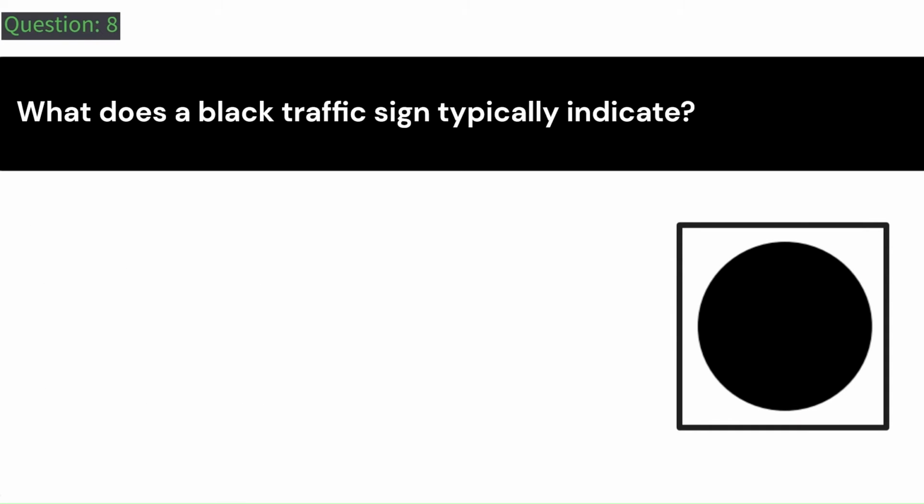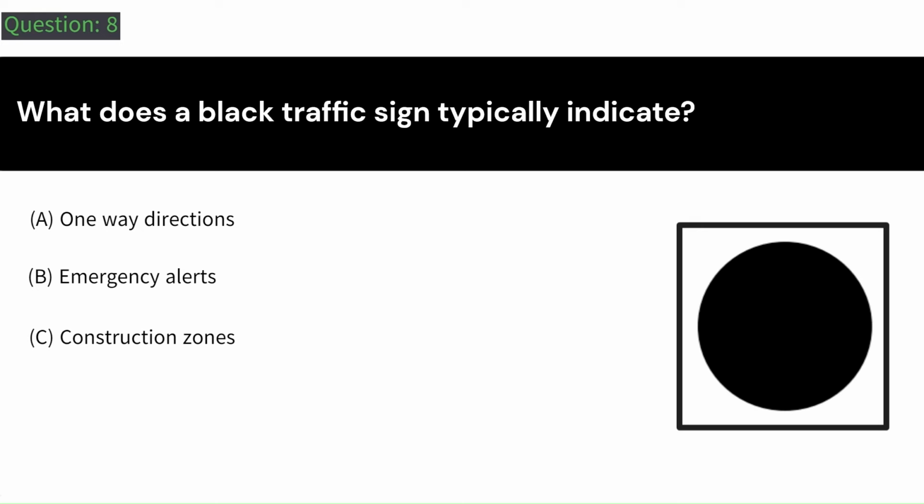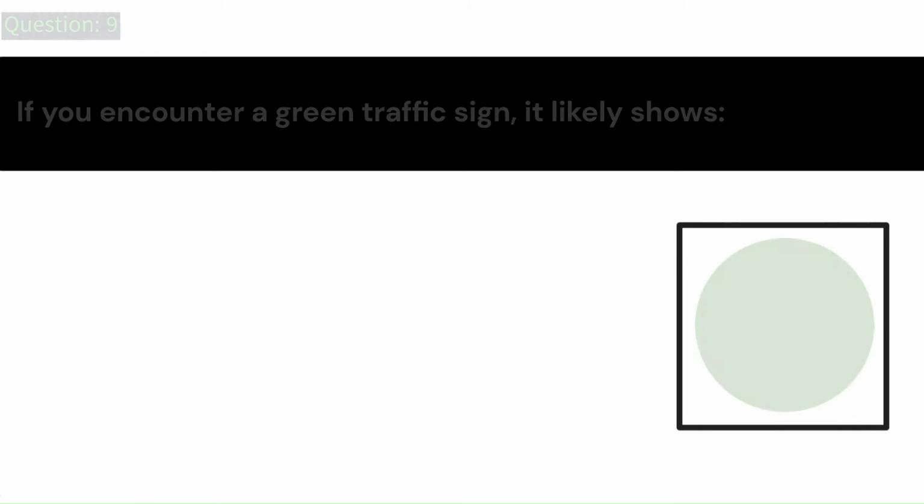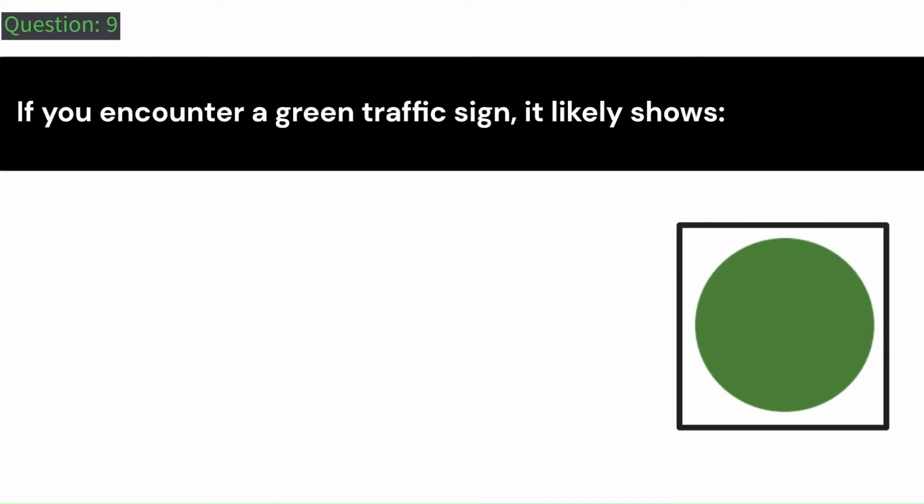What does a black traffic sign typically indicate? A. One-way directions. B. Emergency alerts. C. Construction zones. D. Park and recreation notices. Answer: A. One-way directions. If you encounter a green traffic sign, it likely shows: A.